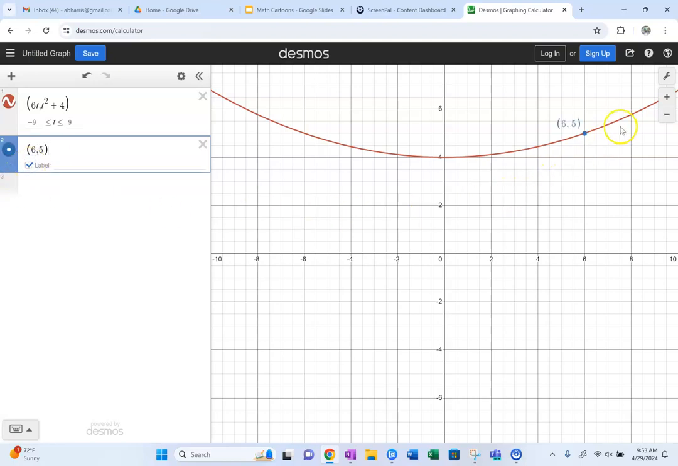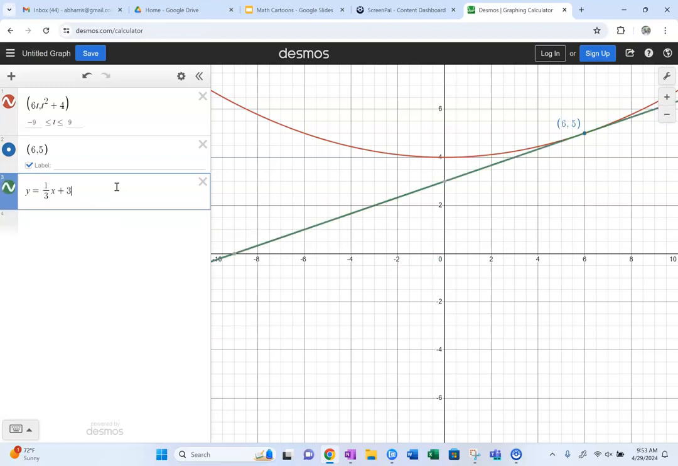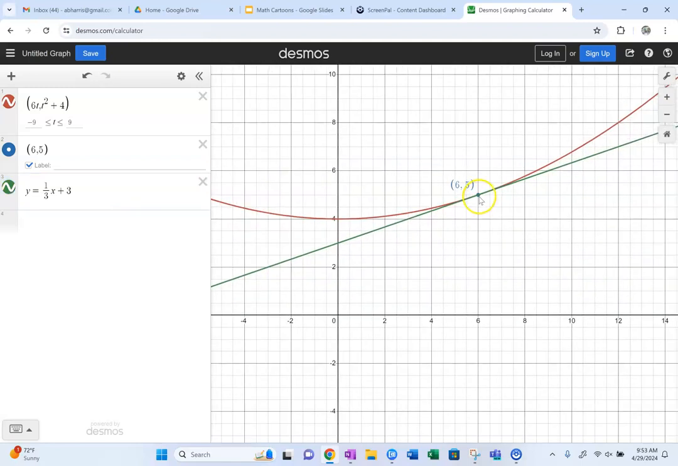There's our point. We want the equation of the tangent line through that, which ended up being y equals 1/3 x plus 3. So you can see that line going right through that 6, 5, right? That's the equation of that tangent line right there. So that's kind of a nice visual of that.